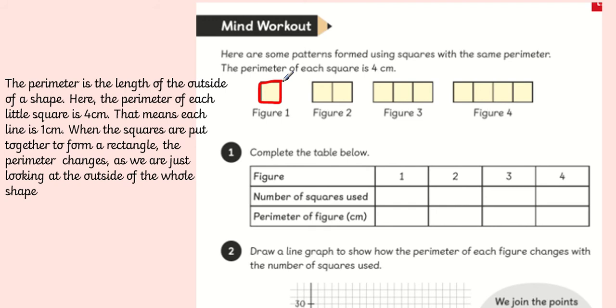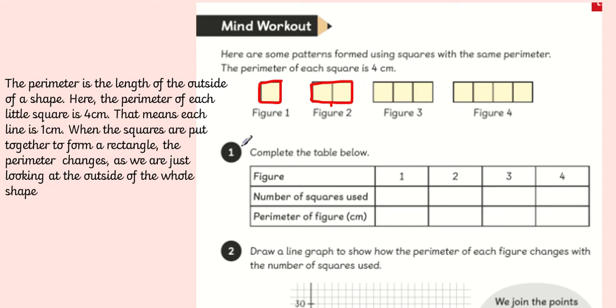When the squares are put together to form a rectangle, the perimeter changes. Okay, so the perimeter is just the outside of the shape. This red line here. So we know we've got 1 centimetre along here to this bit, 2, 3, 4 to here, 5, 6. Okay, so that's what perimeter means.